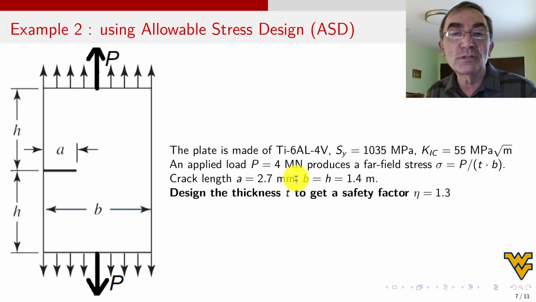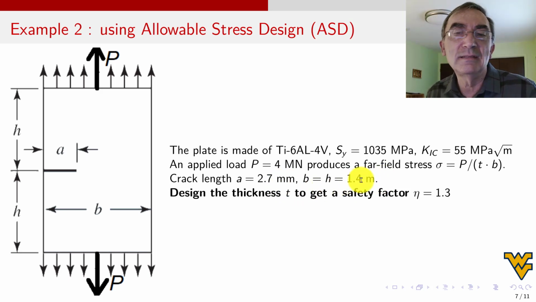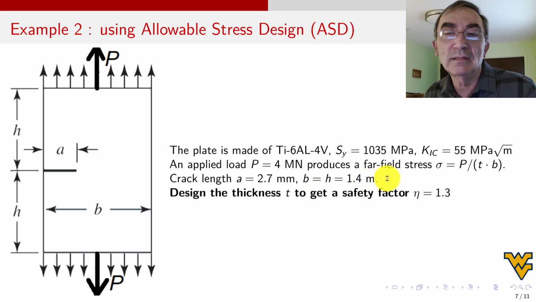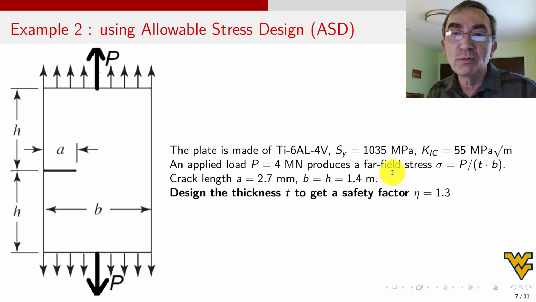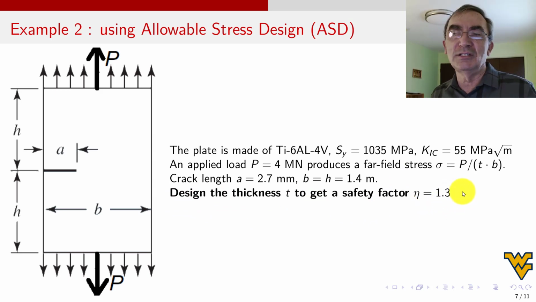A crack of 2.7 in a plate that is 1.4 meter. Okay, I put meters here to confuse you because some things are in millimeters, some things are in meters. But this is easy. That would be 1400 millimeters, okay? And so we got all these things, and they say, oh, please tell us what the thickness should be to get a safety factor 1.3. Right? This is more challenging problem, more interesting, all right?